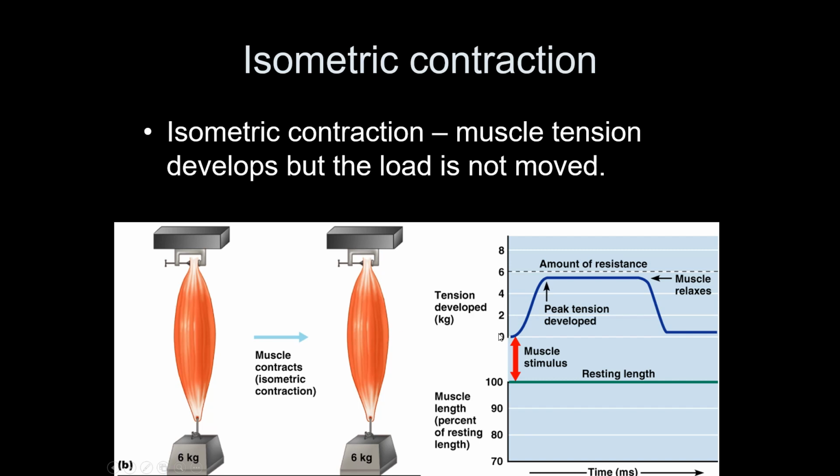So you can see the muscle's trying to move that weight, but the weight is so heavy and it can't generate enough tension to move it. So we have contracted, but we didn't change length, we didn't move our load. So that's what an isometric contraction is.